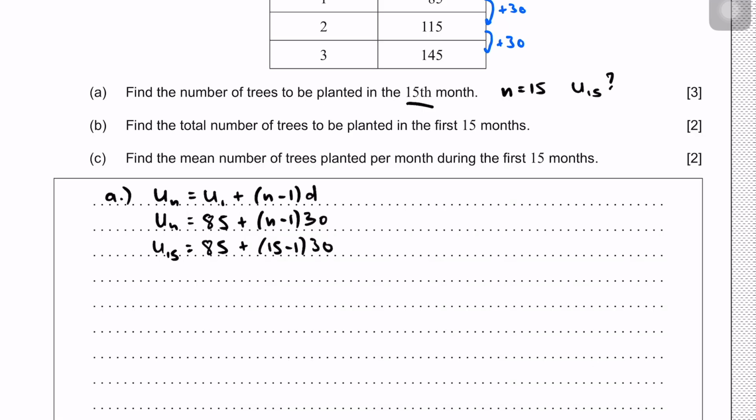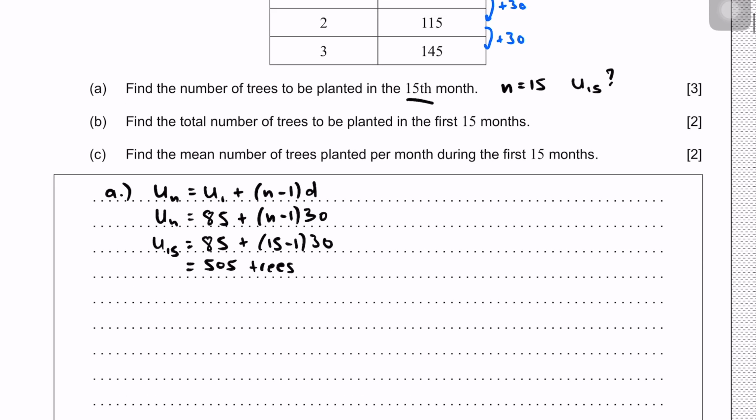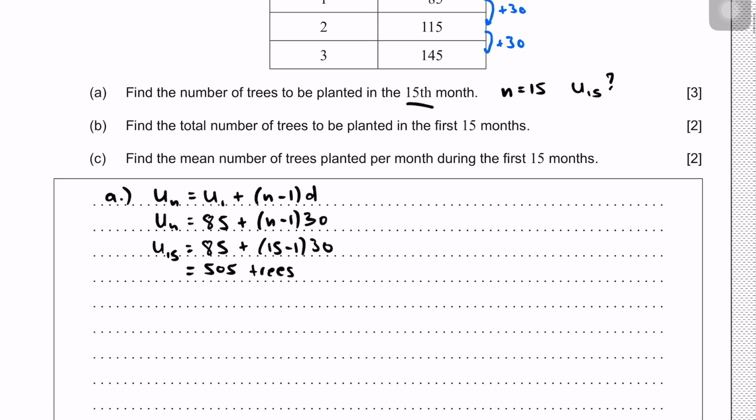So let's write this out. In this case, we have 505, and I guess our units are trees. We can write this: it's 505 trees. Okay, good. Let's go on to question B.